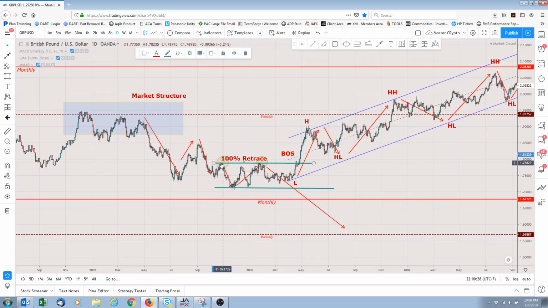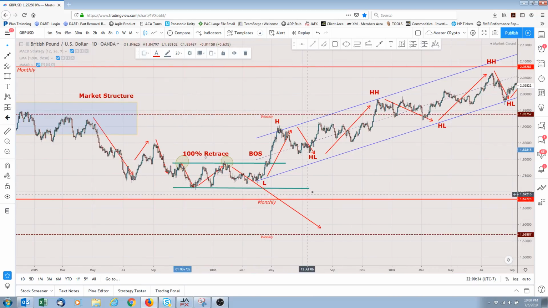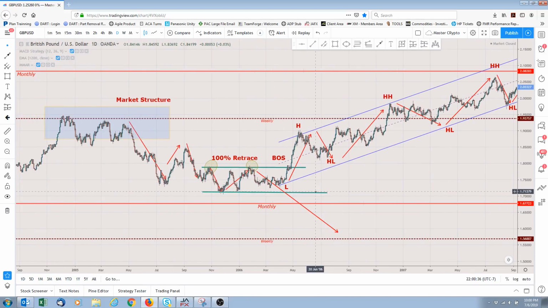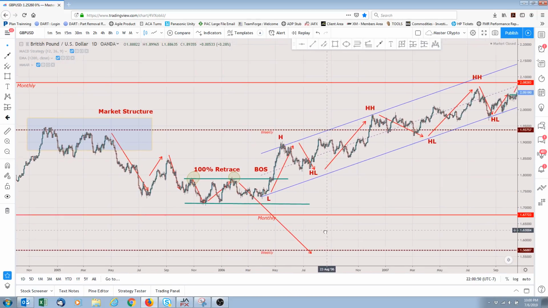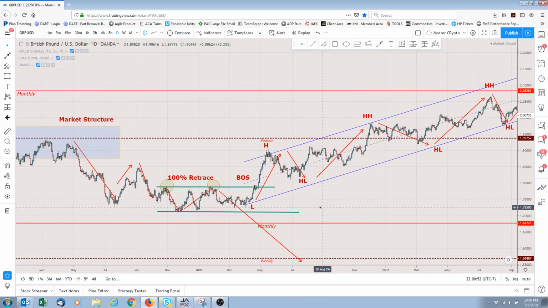So it started here and came all the way back. So we're going to call that 100% retrace. Just remember that. That's what I mean by 100% retrace. And then price came up here, and you guys ask me, well, how do you know when to buy and when to sell? Well, watch right here. See, price could have fell here, but instead it started its market structure.